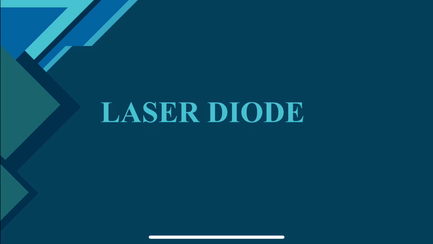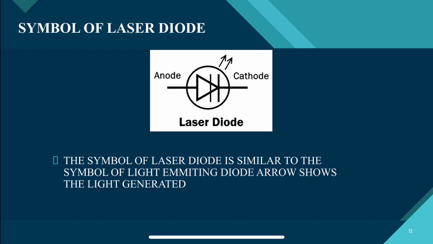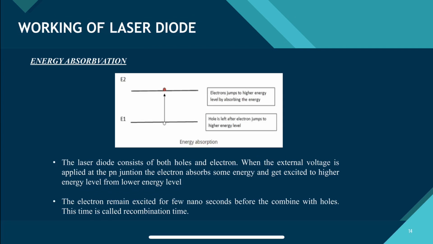Next is the laser diode. A laser diode is a PN junction semiconductor diode which converts electric energy into light when an external voltage is applied. Laser is an abbreviation of light amplification by stimulated emission of radiation. This is the symbol of the laser diode. The symbol of the laser diode is similar to the symbol of the light emitting diode. The arrow shows the light generated. Next, we will see the working of the laser diode.